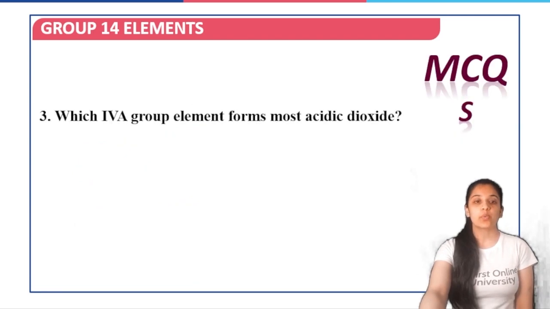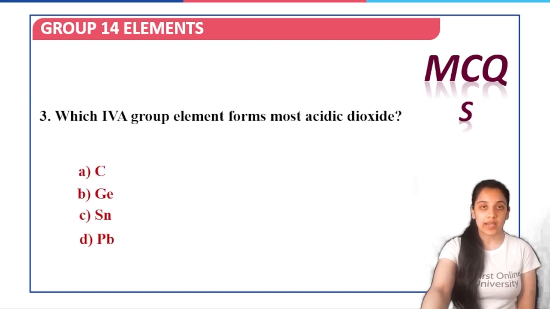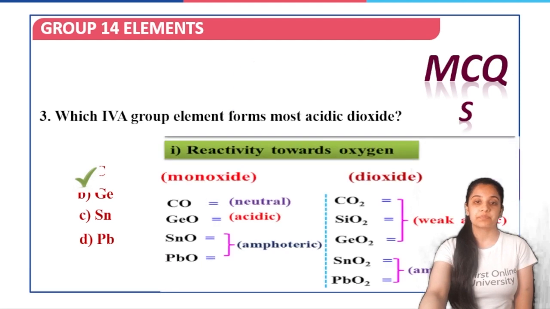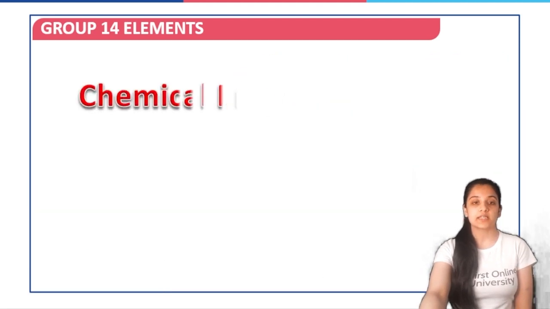Next question is, which group 14 element forms most acidic dioxide? Most acidic dioxide, carbon, germanium, tin or lead. We have seen that it is carbon which is going to form the most acidic dioxide. We have already discussed this part.